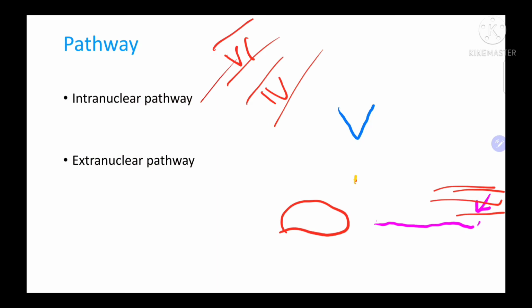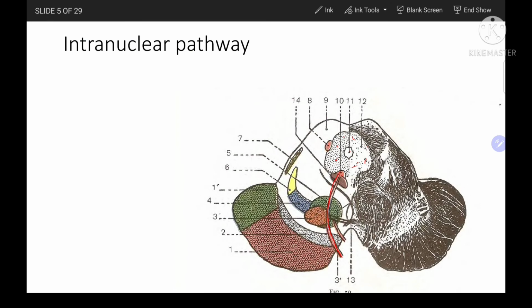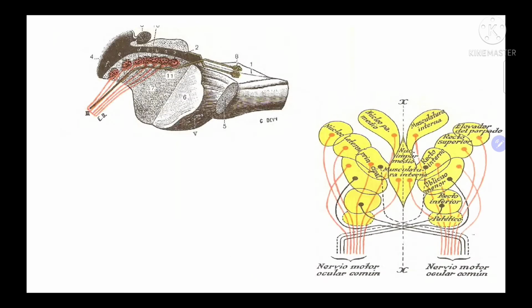And now we're going to talk about the extranuclear pathway. It's the longest one, okay? So now the extranuclear pathway. Remember, this nerve exits from the interpeduncular fossa. Then it goes anterior, lateral, and superiorly. It goes lateral to the posterior clinoid process and superior to the dorsum sellae. You can see it here.